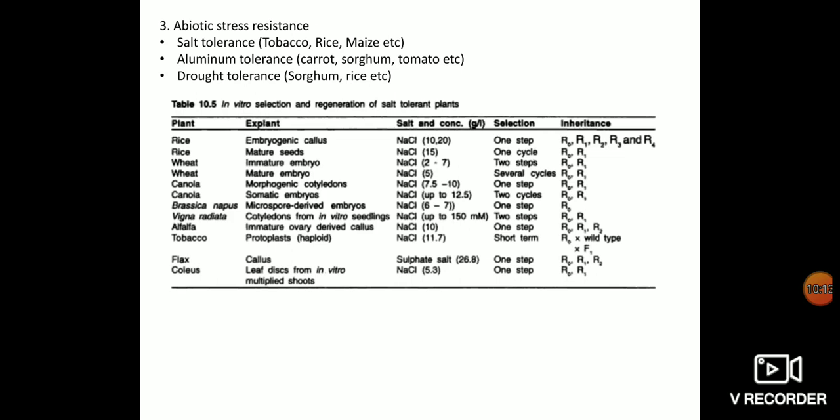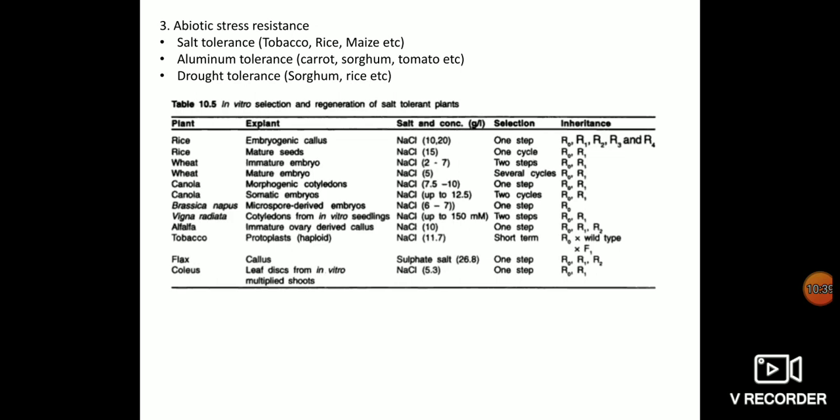Next is drought tolerant plants. There are different examples. There is a report on sorghum, where somaclonal variant lines have been created for resistance to drought stress. A novel hybrid was also developed by crossing with this particular sorghum.